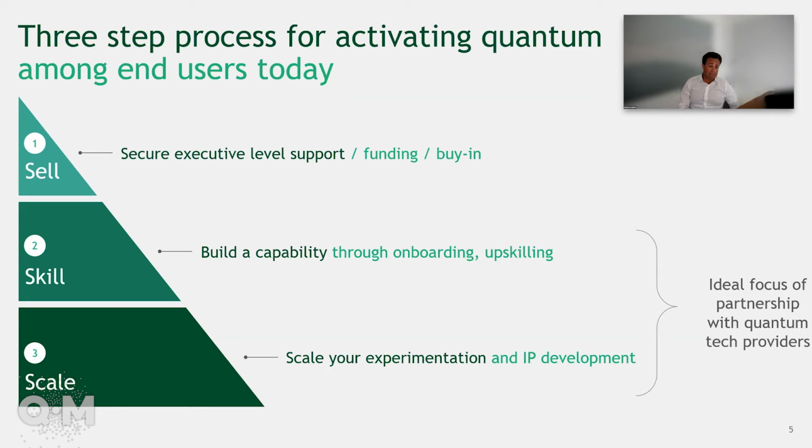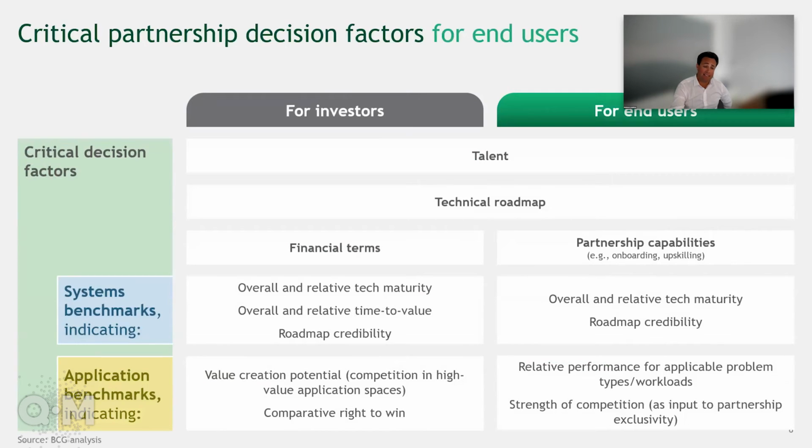And that last piece, scale, is an important part of what we're doing as well, because you need to scale the rate, pace, and breadth of your experimentation with quantum computers, which of course requires increasing attention on vendor selection. So I think the skill and scale phases are ideal sites of partnership with quantum tech providers, like the ones we've just heard described today. And the last thing I wanted to focus on is when we think about partnerships.